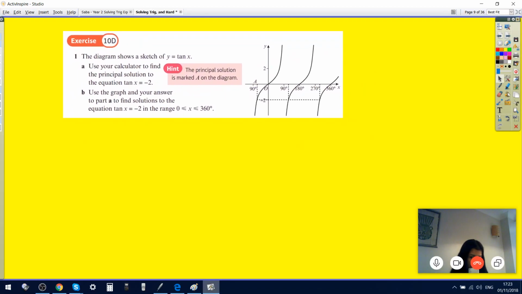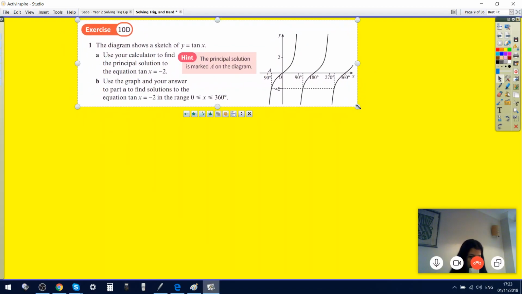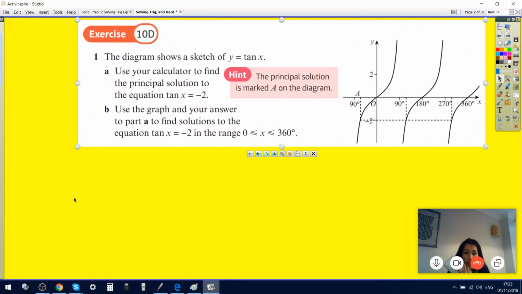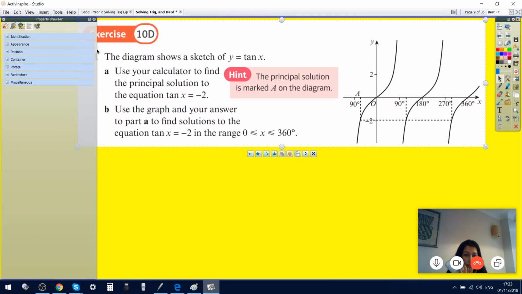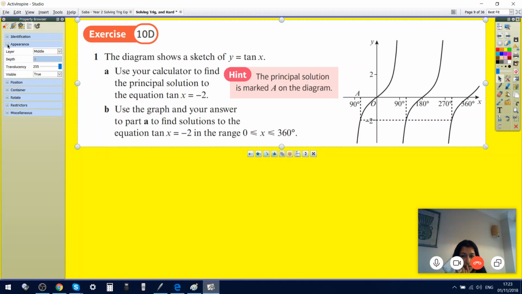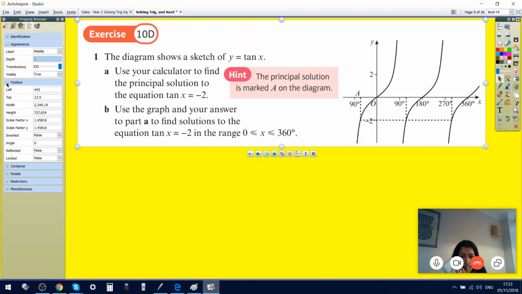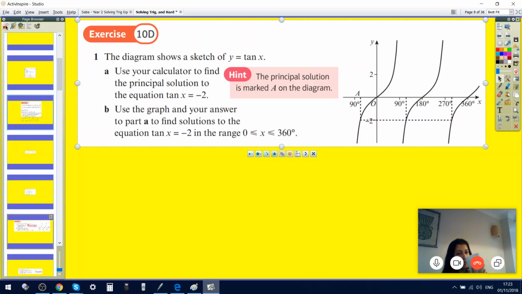And this one I believe is tan. Use a calculator on the principal solution to the equation. What does principal solution mean? It's like the first answer. It's the answer your calculator will give you when you do inverse sine, cos, or tan. Minus 63.4.